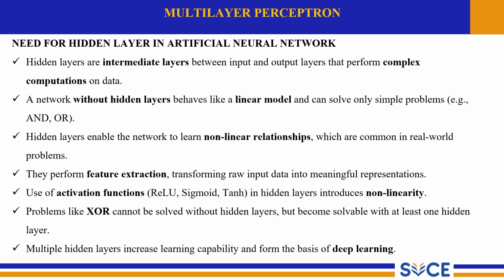For example, problems like the XOR logic function cannot be solved by a network without hidden layers. But once at least one hidden layer is added, the network can learn and correctly model XOR. Adding multiple hidden layers increases the network's ability to learn more sophisticated features, and this is the foundation of deep learning.